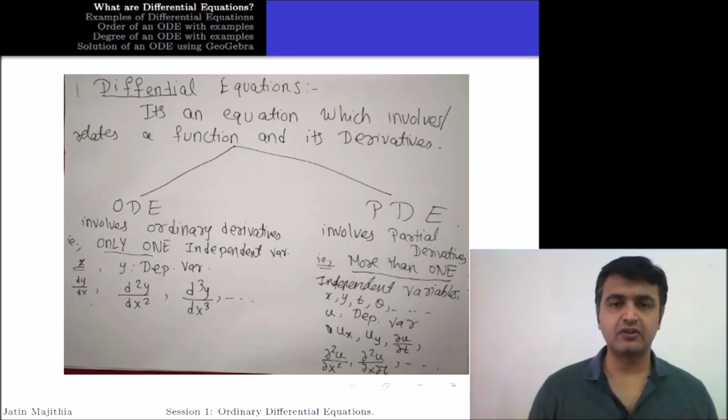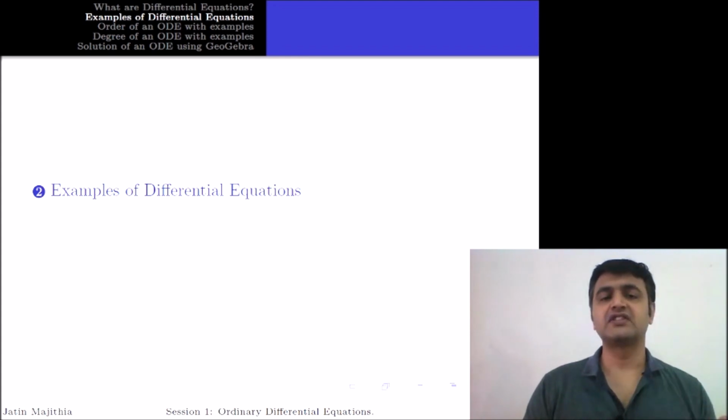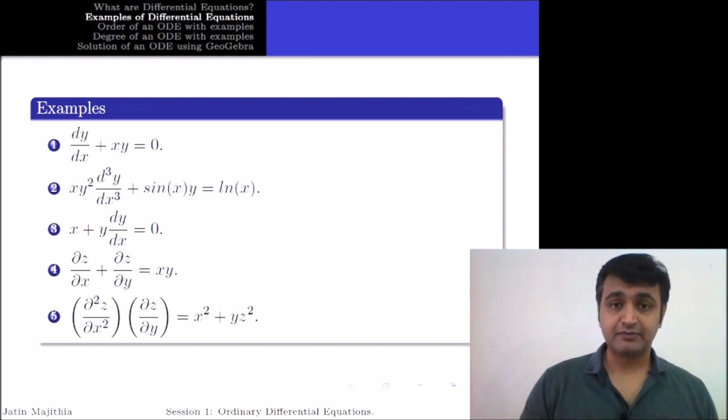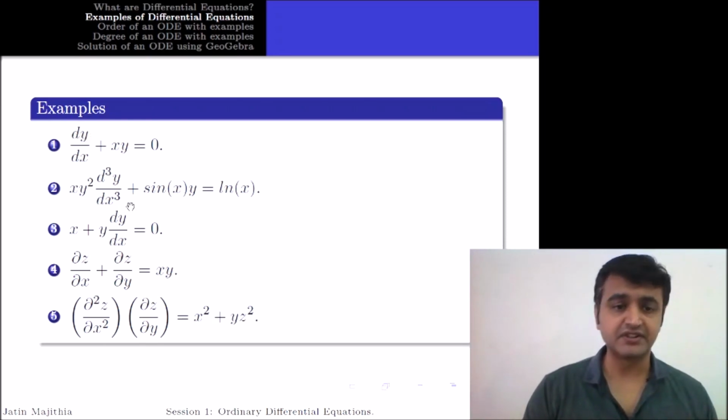So these are the two bifurcations of differential equations. We will be concentrating on the left side, that is ODEs. So let's start with ODEs. Whenever I now say differential equation, I mean ordinary differential equation. Okay, so what are some examples of ordinary differential equations? If you see all these 5 examples, they are equations, and since they involve derivatives, we call them differential equations. The first 3 equations involve ordinary derivatives, therefore they are called ordinary differential equations, whereas the 4th and 5th examples involve partial derivatives, therefore those are examples of partial differential equations. This is how any differential equation looks.